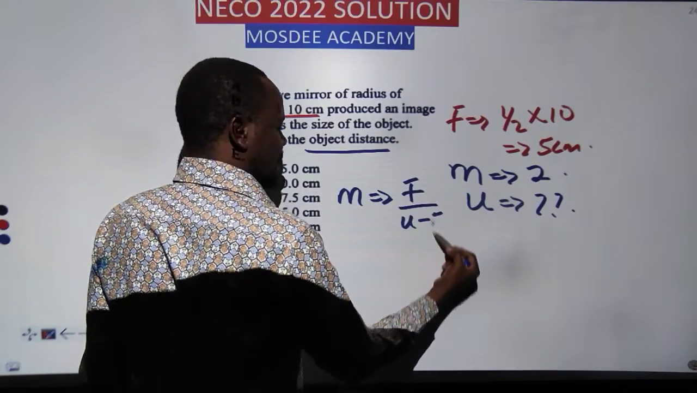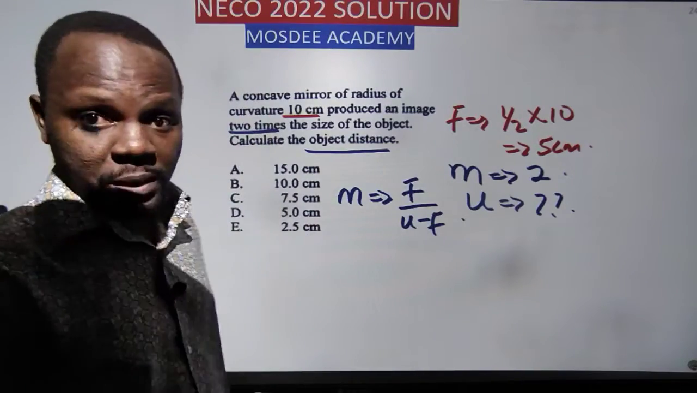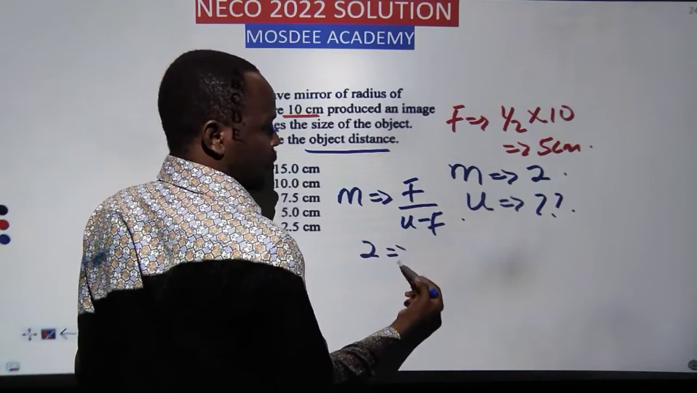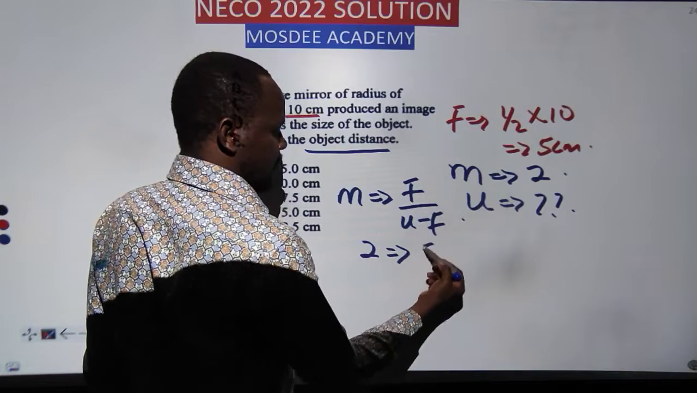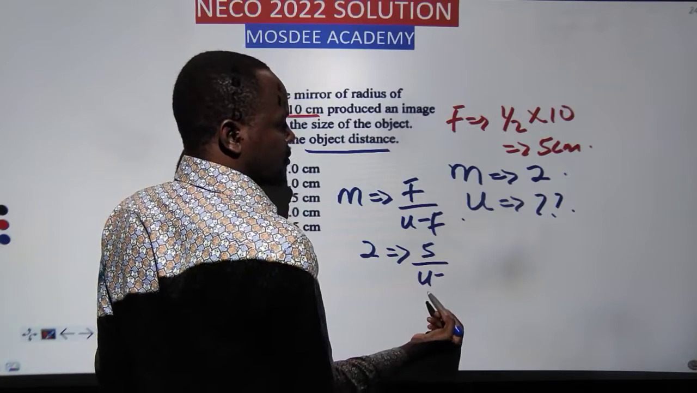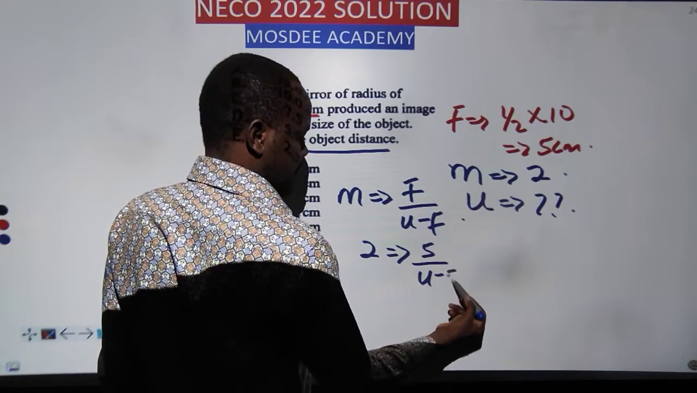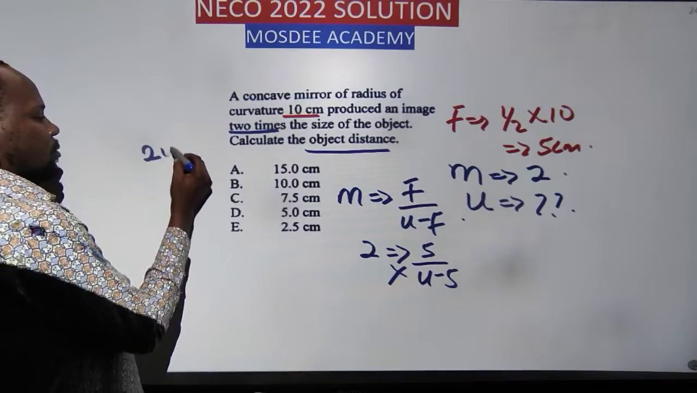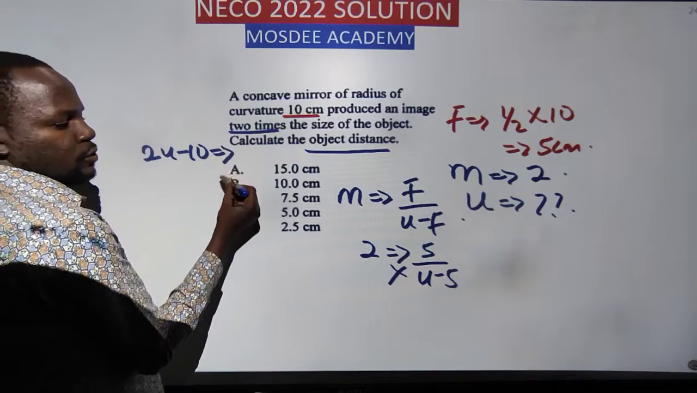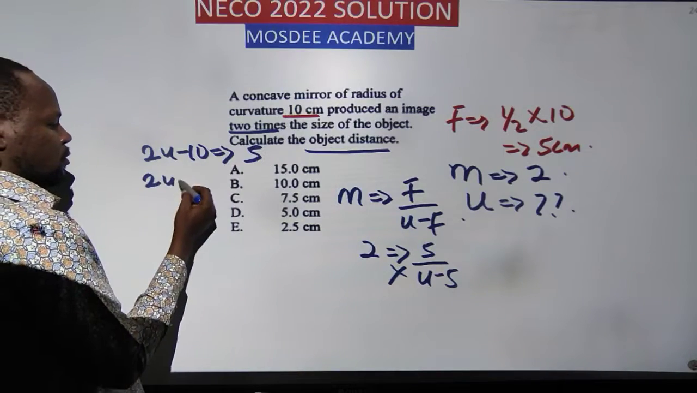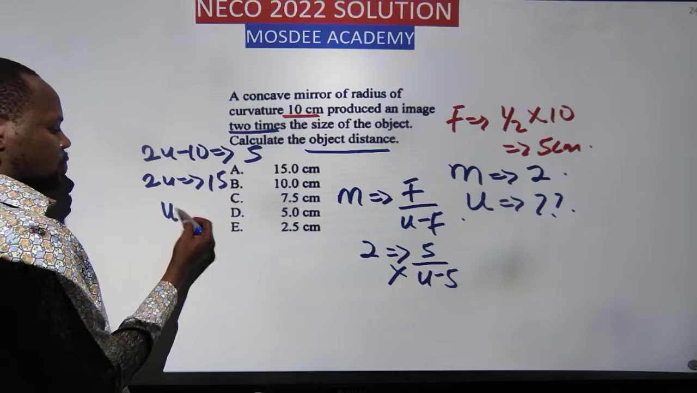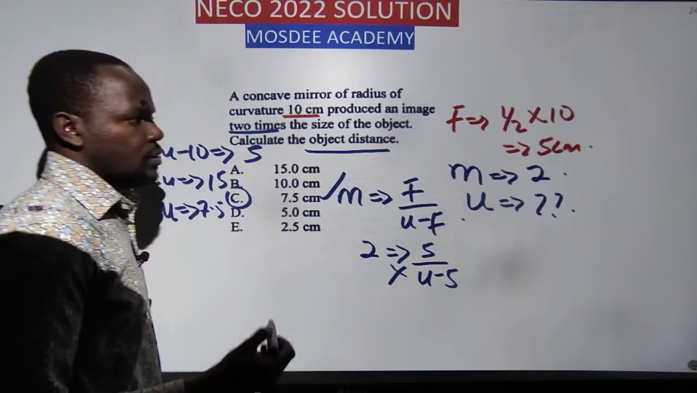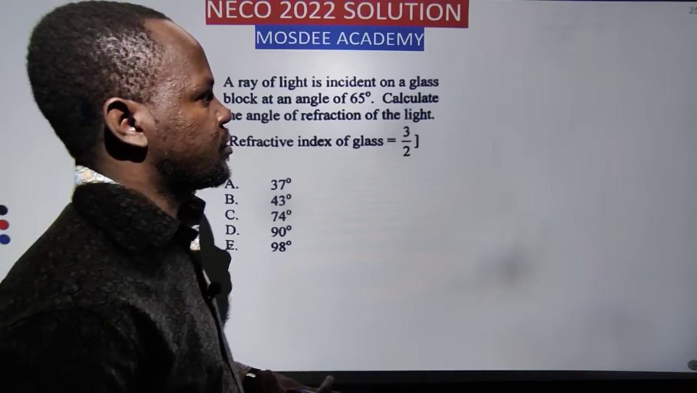There are different ways to generalize the mirror formula. This is one of the best formulas you can keep in mind. So my M is 2, equals F which is 5, over U minus F, which is 5. So cross multiply and finish up. 2U minus 10 is equal to 5. 2U is equal to 15. U equals 15 over 2, 7.5. Option C is correct. The next one, question 25.